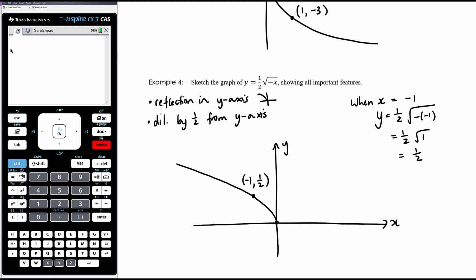Okay, so at least 2 points on your square root graph, including the end point. End point, all axis intercepts. If that doesn't mean you have 2 points, you need to add a second point, minimum of 2 points.